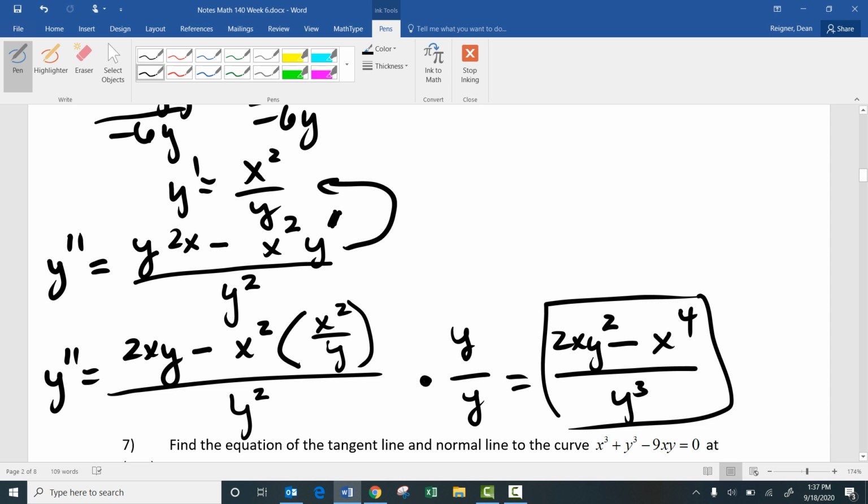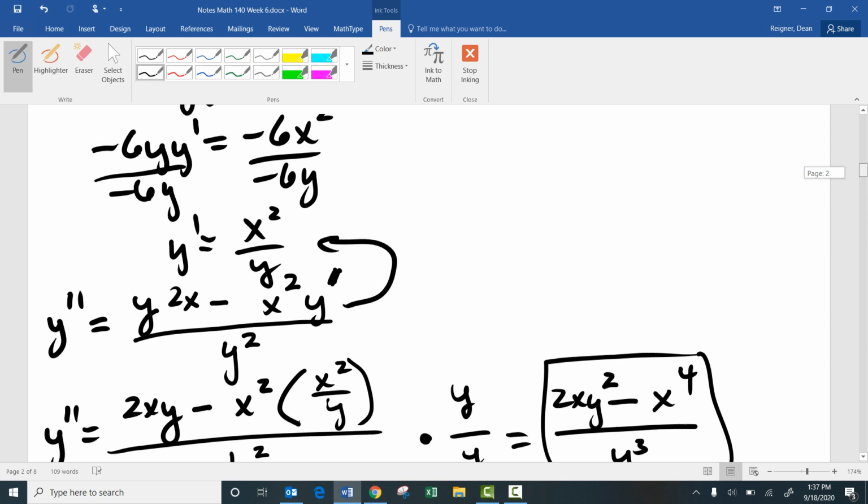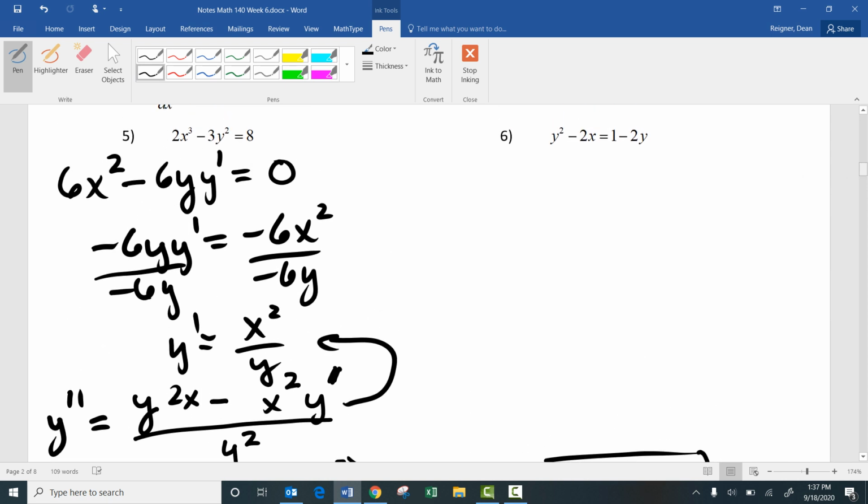All right, last one, and then we'll stop the video, is right here. So this one here is similar, just another practice problem. So derivative of y squared is 2y y prime, minus derivative of 2x, 2, equals, be careful, derivative of 1 is 0. The derivative of negative 2y, bring along the negative 2, derivative of y is y prime.